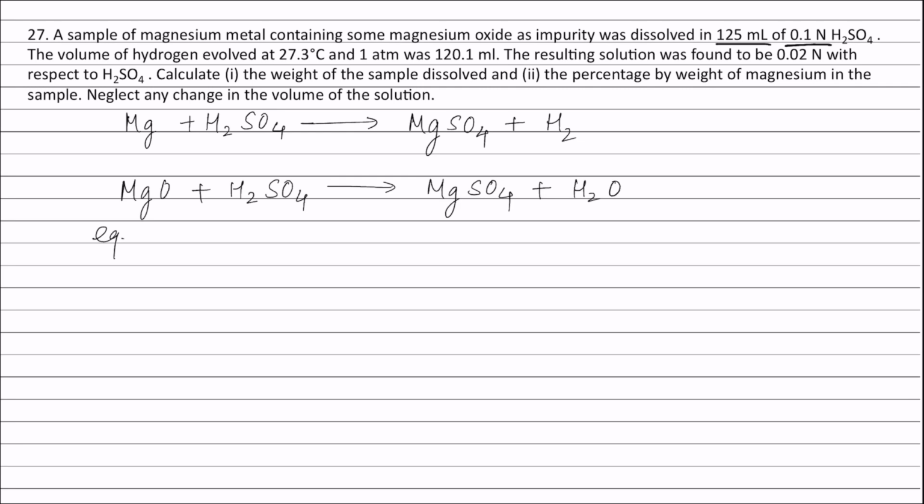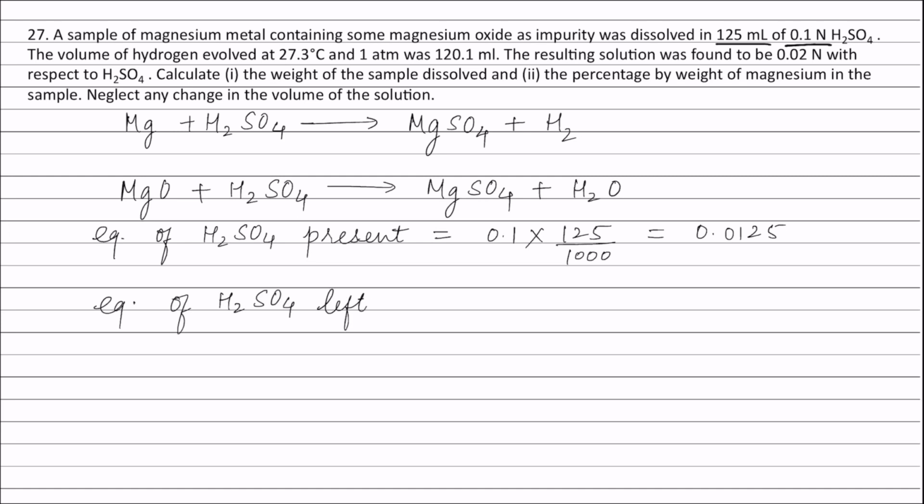Now equivalents of H2SO4 present is equal to normality of H2SO4, that is 0.1 N, into volume of H2SO4 in liters, that is 125 divided by 1000, and this is equal to 0.0125 equivalents.